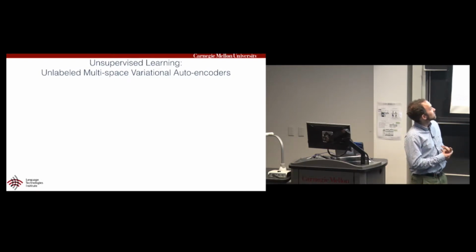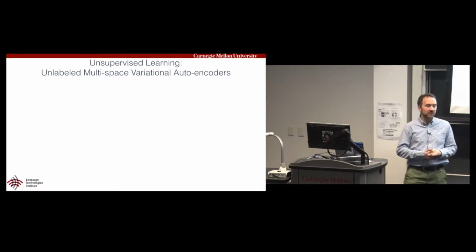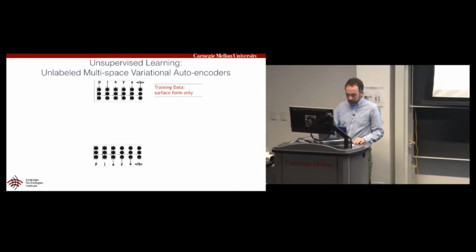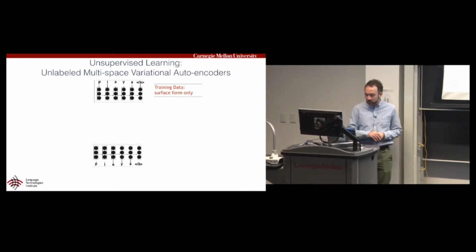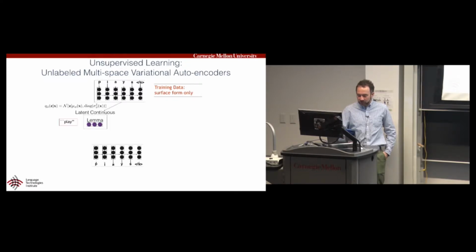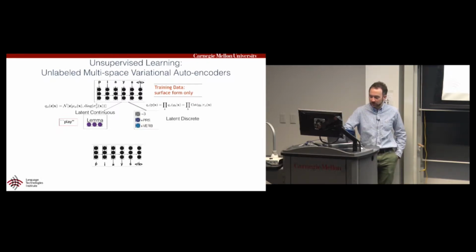Now, the interesting thing is, can we do this in an unsupervised learning setting as well? Or maybe a semi-supervised learning setting where we have a small amount of labeled data and a large amount of unlabeled data? In this case, we have only words, or only surface forms of words, only sequences. And we don't have any information about the labels. What we do in this case is we have our inference model predict the latent continuous variable. We have our separate inference model over the latent discrete variables also predict the latent discrete variables. And then we have our decoder here generate the output.